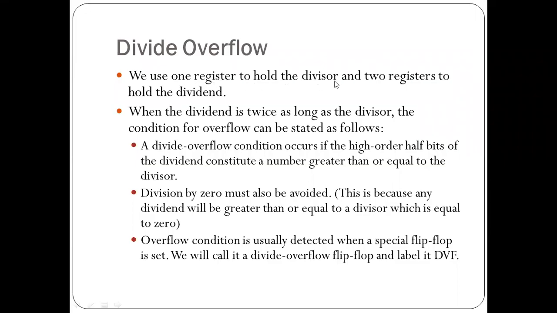One register holds the divisor and 2 registers hold the dividend. This is the basic condition. Usually the dividend size should be double the size of the divisor. When the dividend is twice as long as the divisor, the condition of overflow can be stated as: if the high order half of bits of the dividend constitutes a number which is greater than or equal to the divisor.